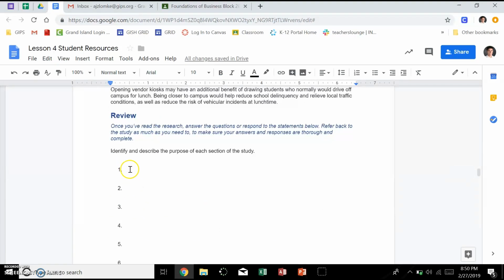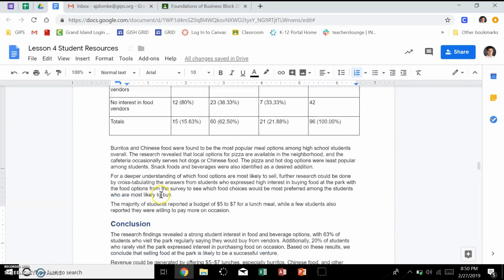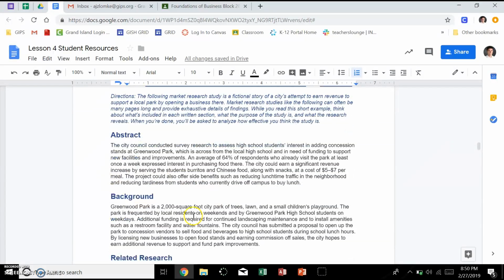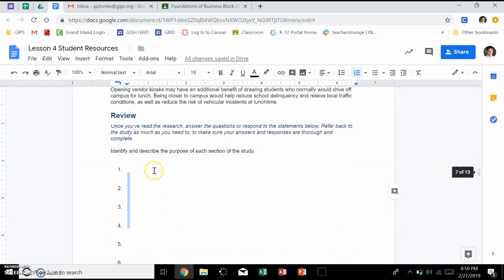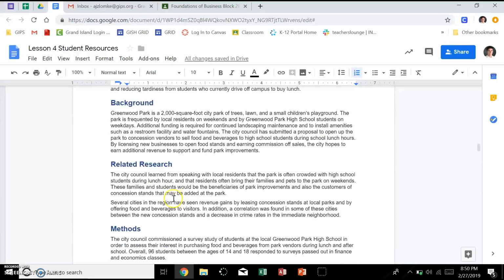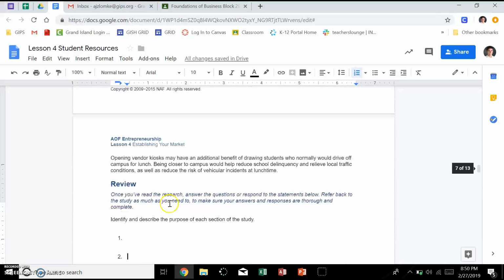So this first part, I want you to identify and describe the purpose of each section of the study. You'll notice there are 6 sections up here, starting with the abstract. So you're going to look through the abstract, and in number 1 you're going to tell me what the purpose of this abstract is and what they are talking about. Number 2, you're going to go to the next section, which is the background, and tell me what the purpose of the background section is.